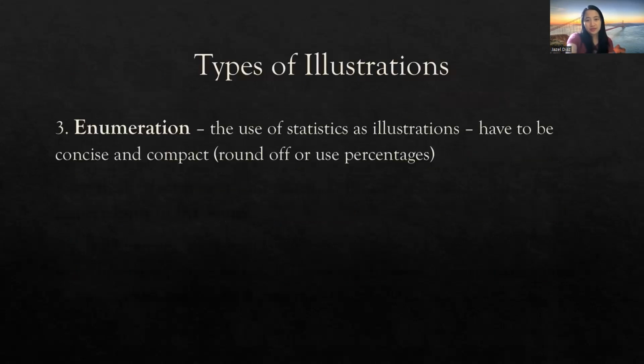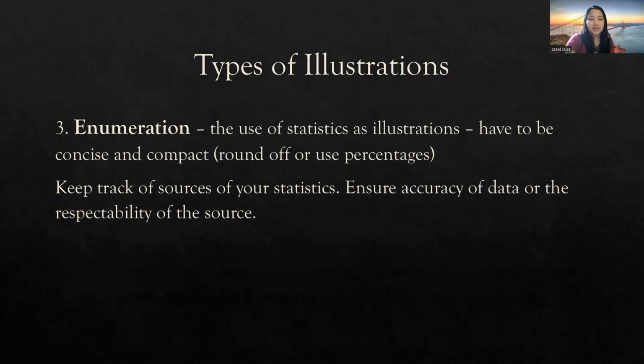Now, what else are the types of illustrations? After narration, confession, we have enumeration. The use of statistics as illustrations, yun yung enumeration. Then it has to be concise and compact. You need to round off or use percentages. Keep track of sources of your statistics. Ensure accuracy or the respectability of the source.